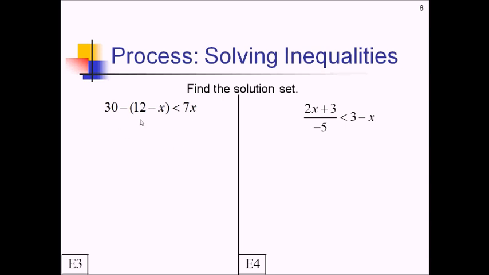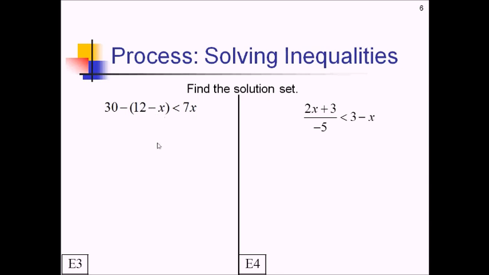So first thing we need to do, it's a good idea to simplify both sides of an inequality before you move things from one side to another. Here, we see that we have a negative and a parentheses. That's a -1 getting distributed here. Make sure you don't accidentally multiply by 30, right? So that'll be 30 minus 12 plus x.